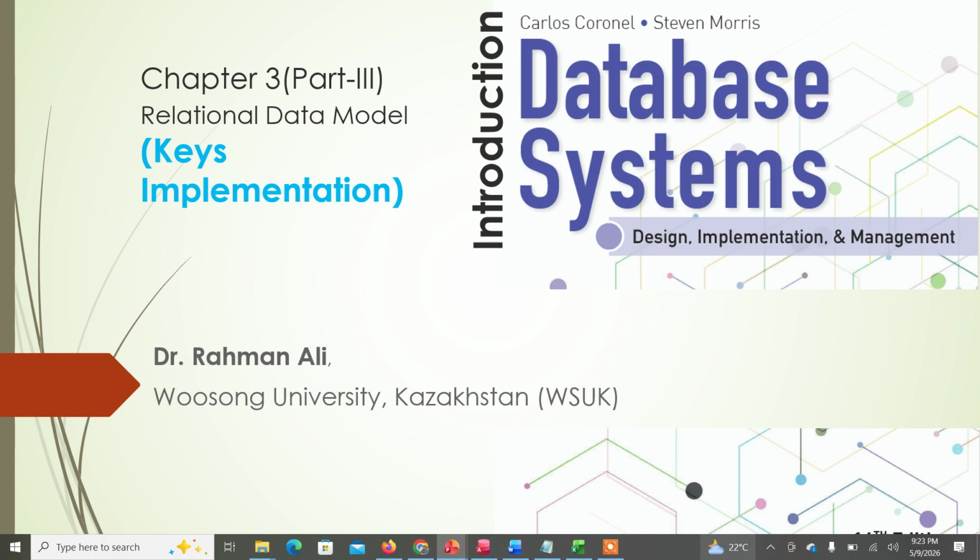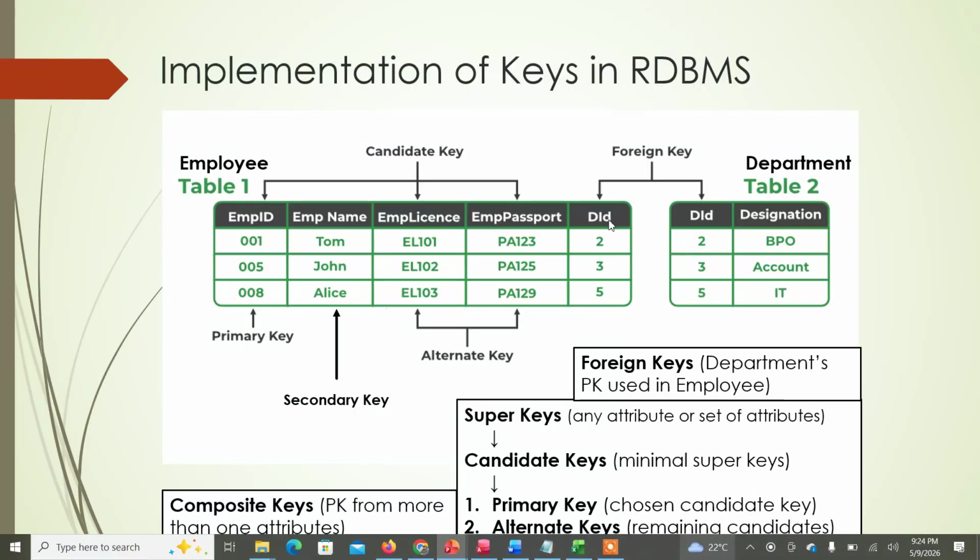Hello, this is Dr. Rahman Ali, and in this tutorial, we are trying to understand how we could implement different types of keys. This is the topic from Relational Data Model, chapter number 3 of the course Introduction to Database System. In our last tutorial, we discussed different types of keys: super, candidate, primary, alternate, foreign, composite key with the example, and you can find their detail from the video tutorial.